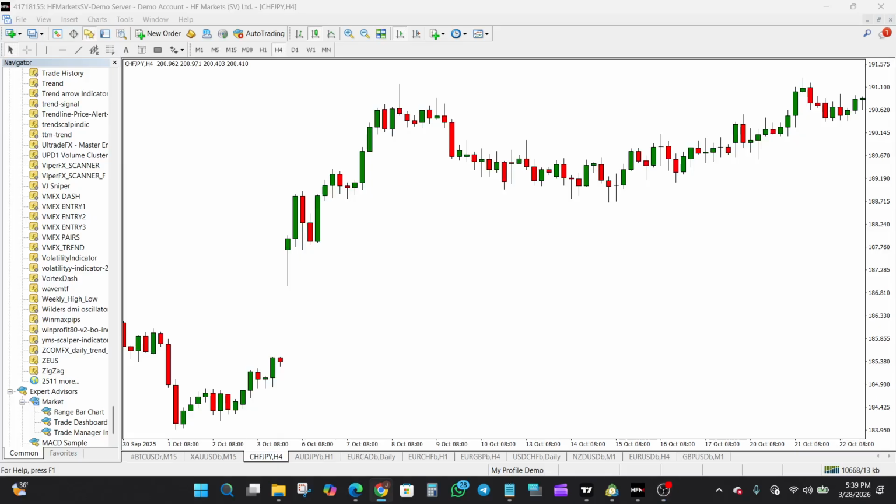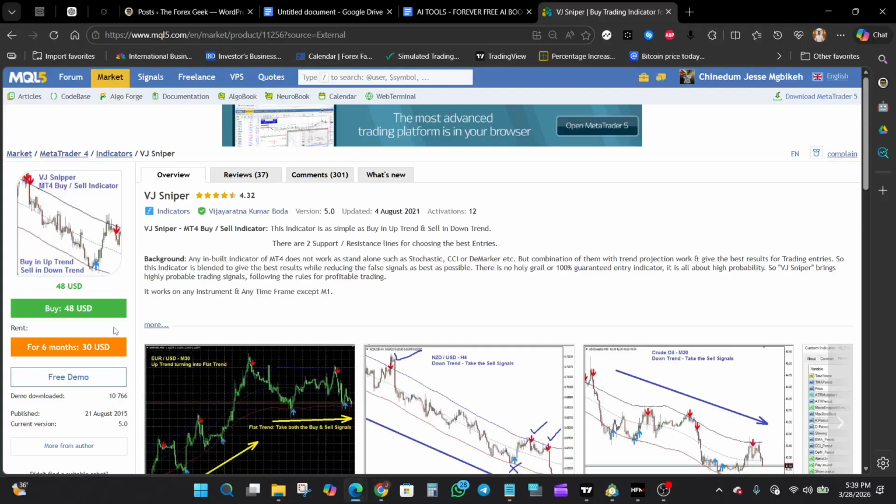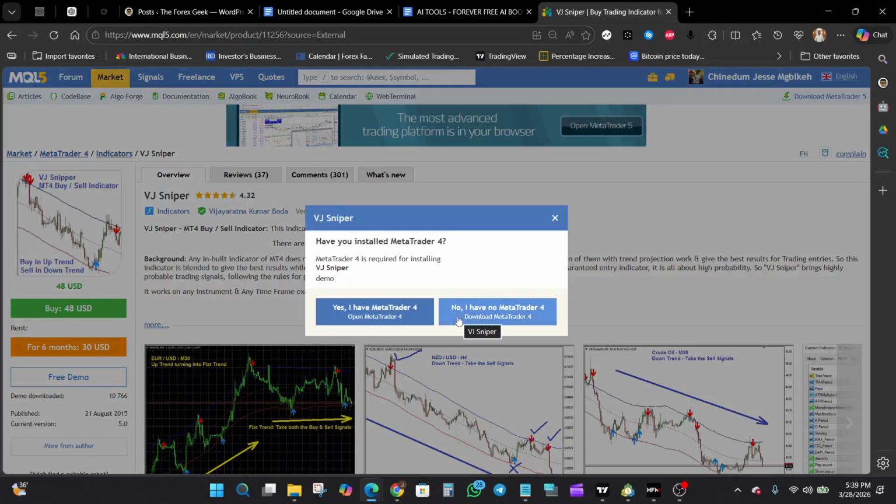This indicator is actually selling for 48 US dollars currently on the MQL5 marketplace. However, we are going to be testing the free demo and explaining how the indicator functions. You just have to click on the free demo if you want to test it yourself.